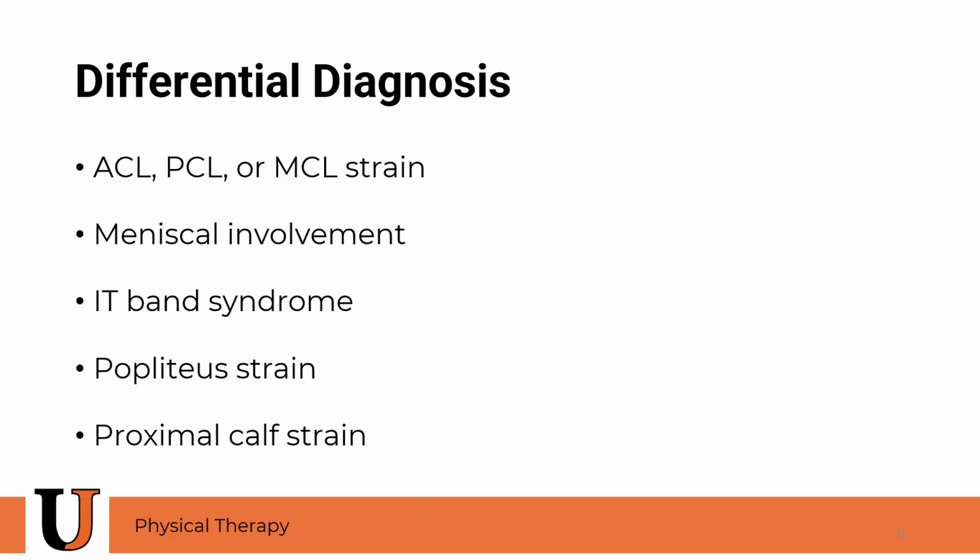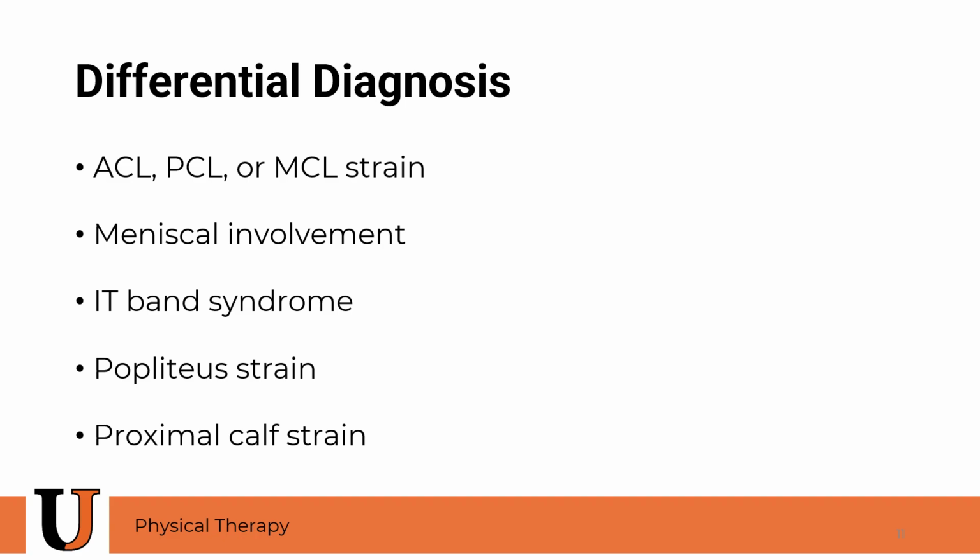Differential diagnosis for LCL tears would be different ligament tears or strains such as the ACL, PCL, or MCL. Meniscal involvement, remember the LCL doesn't have a direct attachment to the meniscus, however we still can see meniscal involvement with an LCL tear, especially if there was trauma associated with it. IT band syndrome, the LCL is near the distal IT band, so ruling that out as well, which falls under the patellofemoral pain syndrome umbrella, is important.